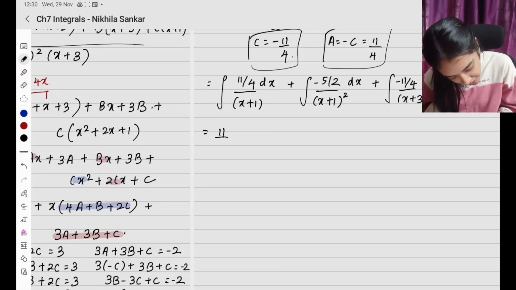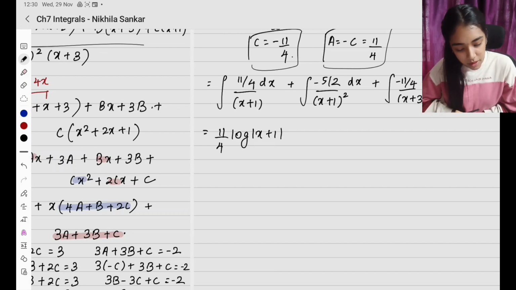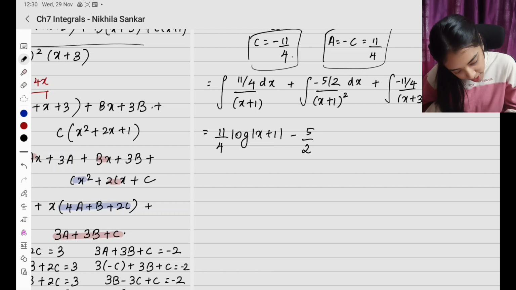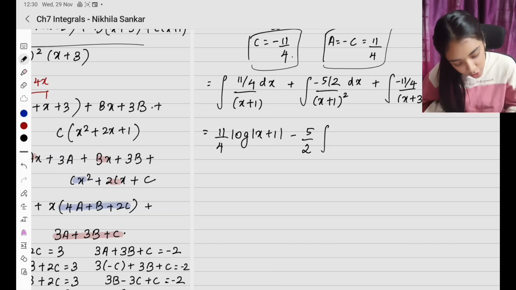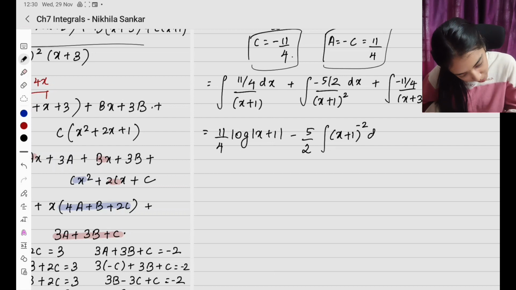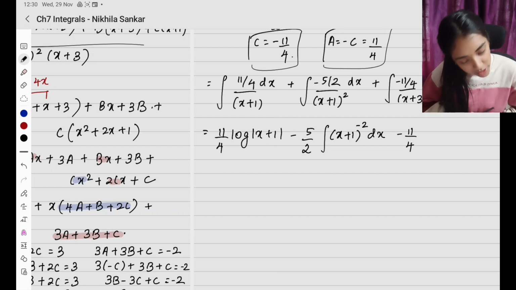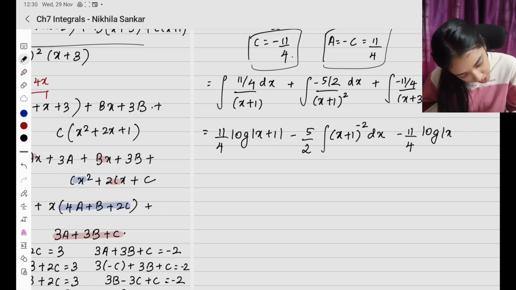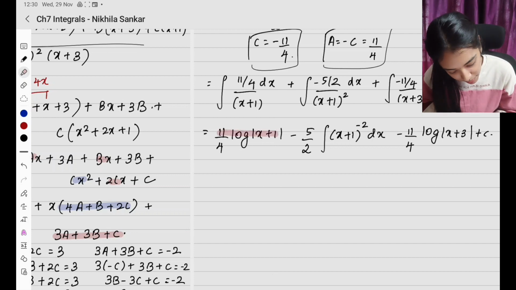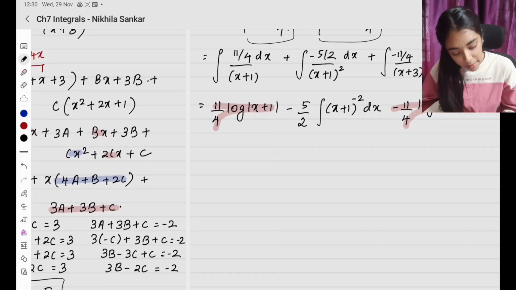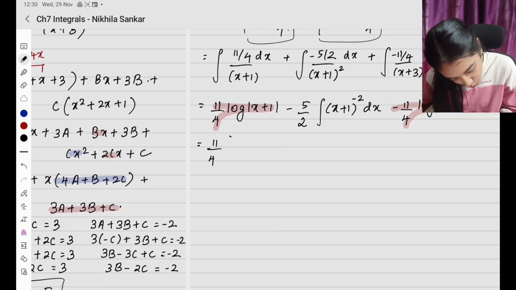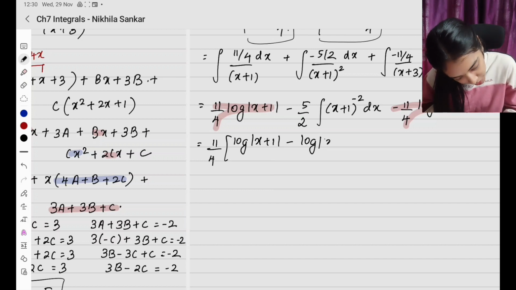Okay, take the constant outside. So I have 11 divided by 4. Integral 1 by x plus 1 is going to be log mod x plus 1. Minus 5 by 2 is a constant. Integral 1 by x plus 1 the whole square. Can I take it to the numerator? So it becomes x plus 1 the whole power minus 2 times dx. 11 by 4 integral of 1 by x plus 3. So I have log mod x plus 3 plus c. So now at this place I can club these two terms. So 11 by 4 log of x plus 1 minus 11 by 4 log of x plus 3. So it is of the form log a minus log b. So I'll write one more step for you. So 11 by 4 times log mod x plus 1 minus log mod x plus 3.